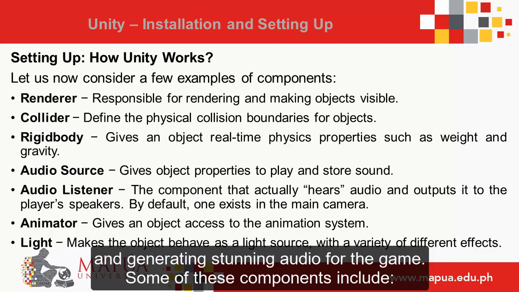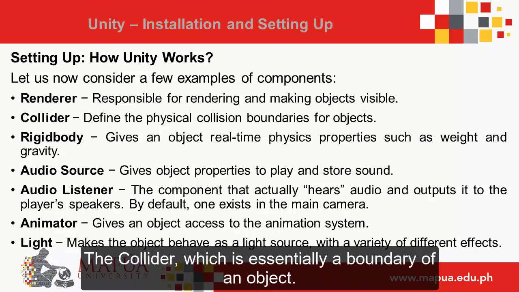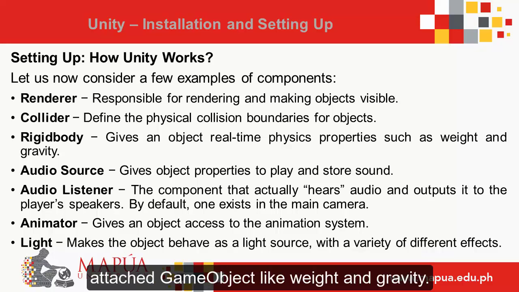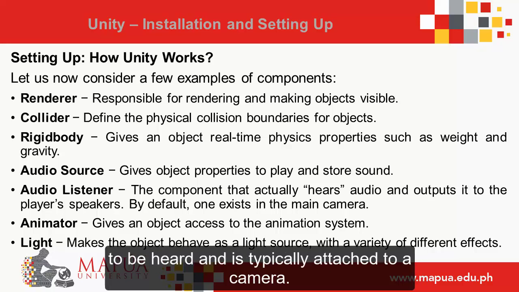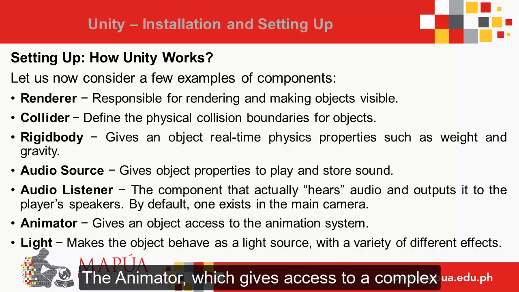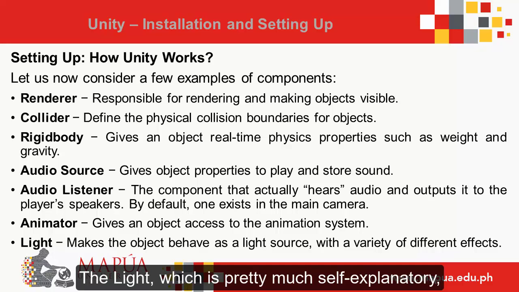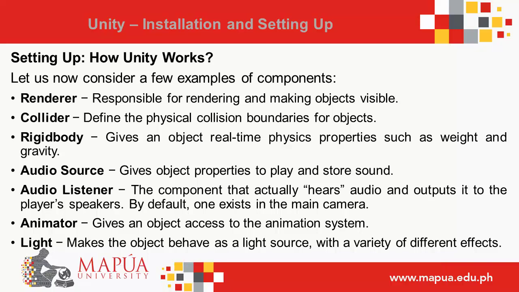Some of these components include the renderer, for making objects visible in the game. The collider, which is essentially a boundary of an object. The rigid body, which generates real-time physics to the attached game object like weight and gravity. The audio listener, which allows the audio sources to be heard and is typically attached to a camera. The animator, which gives access to a complex system in animating and giving life to the objects in the scene. The light, which is pretty much self-explanatory, but will not be discussed in depth in this lesson.